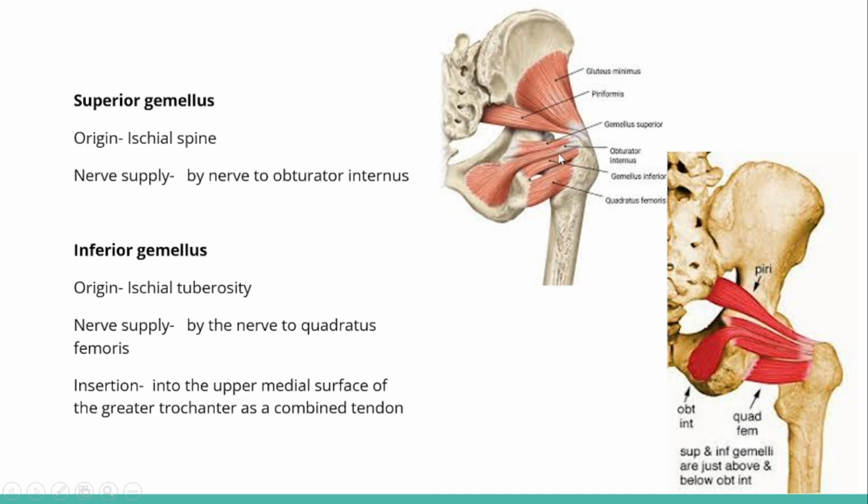Both these muscles, as I mentioned, combine with the obturator internus and insert into the medial aspect of the greater trochanter as a combined tendon. Superior gemellus is supplied by the nerve to obturator internus and the inferior gemellus is supplied by the nerve to quadratus femoris.